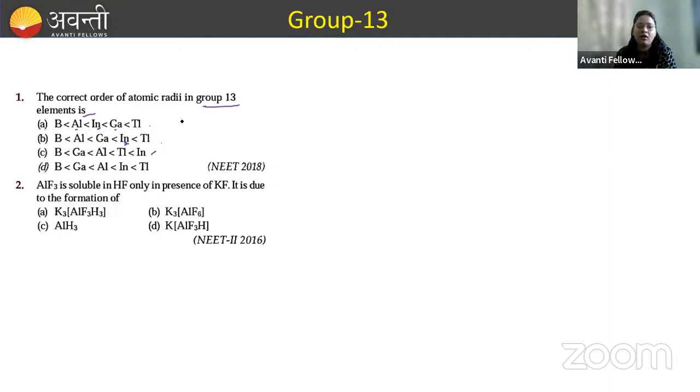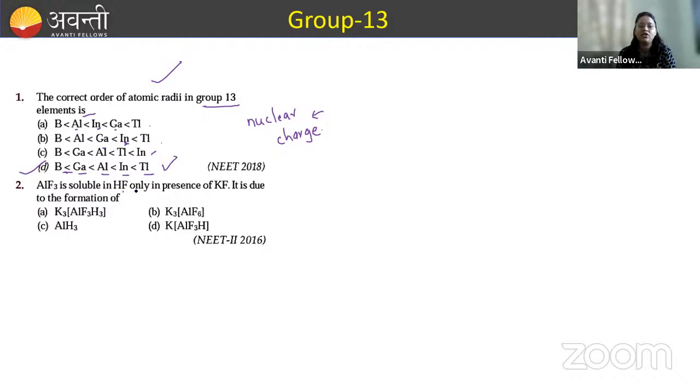Ayushi, you said the answer will be A, but see here what happens: atomic radii in group 13 elements increase according to this order: boron, then gallium, then aluminum, then indium, and then thallium. Because when we talk about the atomic radius, we need to consider the nuclear charge also, as well as the d orbitals which are entering into a given atom. Because of that, option D will be the correct answer.